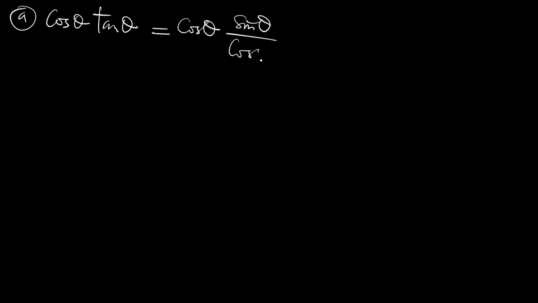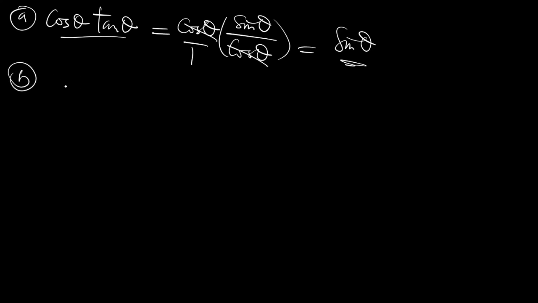Now the first one, A, we have cos theta and tan theta. We're asked to express it in a simple term. Now tan theta is the same thing as sine theta divided by cos theta. So if the cos theta cancels out, you now have sine theta left. So this is a simple term for this particular expression.